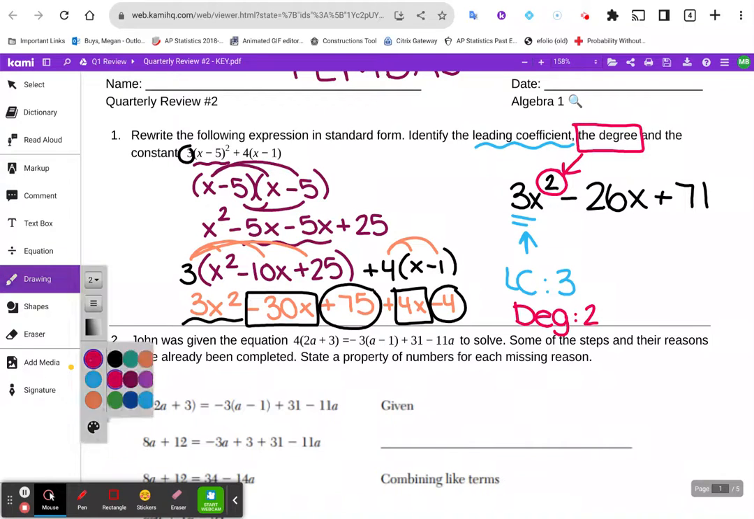And finally, the constant is exactly what it sounds like. The constant is just a number with no variable to manipulate it. So our constant is the 71.